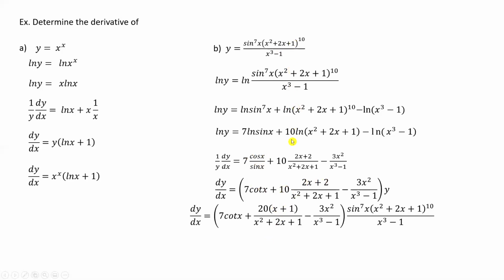Yes, it is a lot of writing, but it is a lot less thinking than it would be if we tried to do a quotient rule or the product rule with some chain rules. Why don't you try this on your own? Y equals the root of x cubed plus 4 over x cubed minus 1 to the 5th.